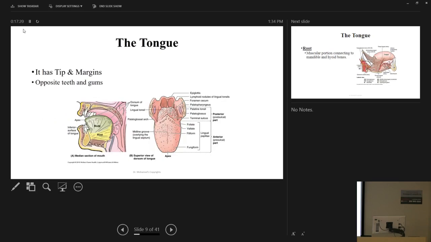Now the tongue. The tongue has a tip and margins. The tip is this area. The margins are on each side, as the name suggests, and they separate the dorsum of the tongue from the inferior surface of the tongue, the dorsal from the ventral surface. Those are the margins on each side, and when they meet anteriorly, they form the apex. Good.